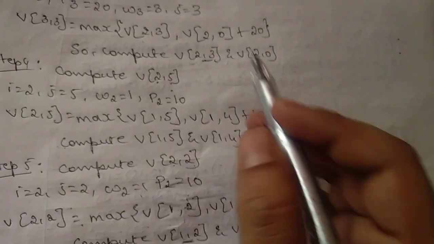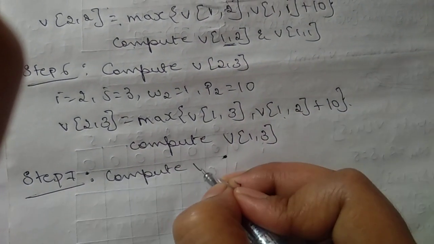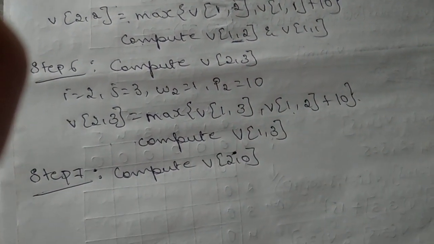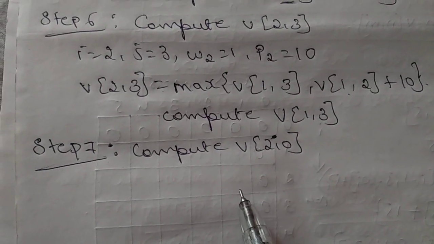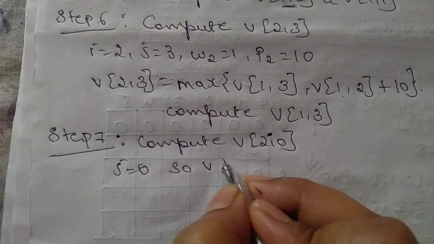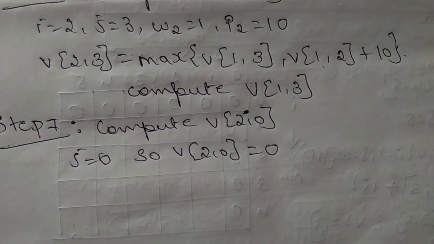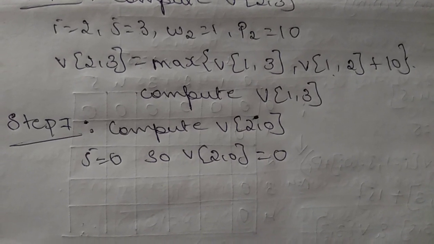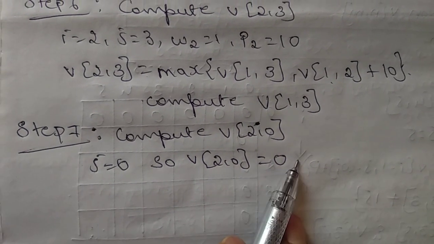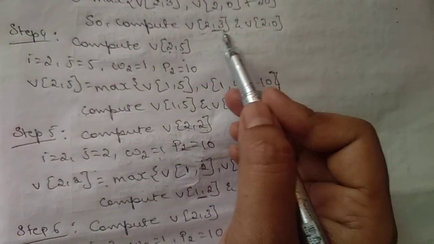Now step 7, you have to compute v of 2 comma 0. This is very easy. From here we will get the value, is it not? So you compute v of 2 comma 0, j is equal to 0. So v of 2 comma 0 is equal to 0. If i is equal to 0 or j is equal to 0, then the entire value will be 0. So here one value is 0, it is 0. Next, this is done. I'll come here, v of 1 comma 5.